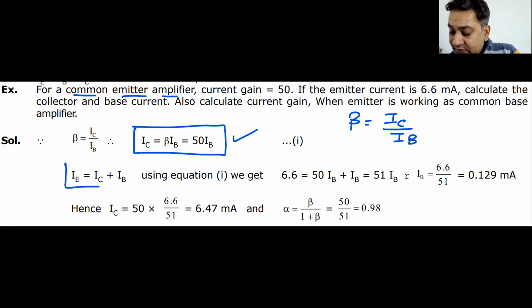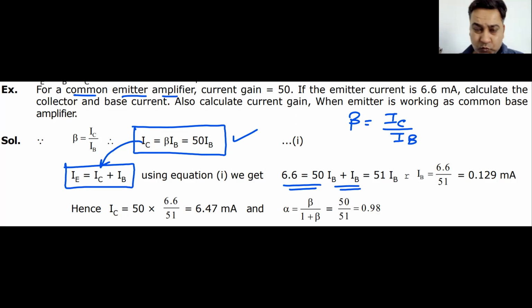We know this equation: IE will be IC plus IB. I just put the value of IE here, and I will get the value of base current. Simple calculation. Once the base current comes, you can multiply it by 50 and you will get the collector current. Base current is known. Collector current is known.